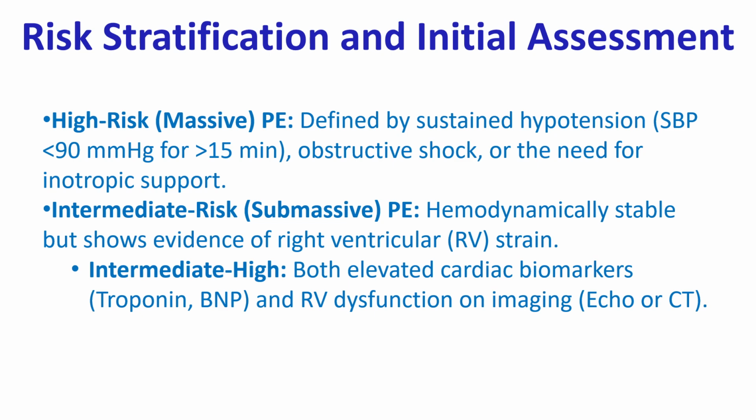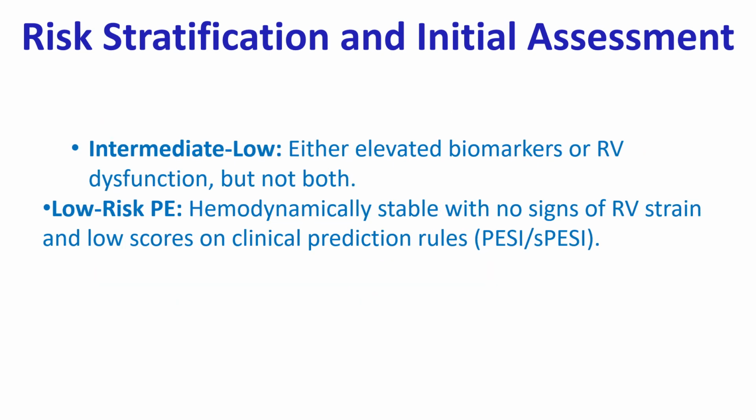Intermediate risk submassive pulmonary embolism is hemodynamically stable but shows evidence of right ventricular strain, which is again subdivided into intermediate high: both elevated cardiac biomarkers, troponin, BNP, and RV dysfunction on imaging, that is echo or CT. Intermediate low: either elevated biomarkers or RV dysfunction, but not both.